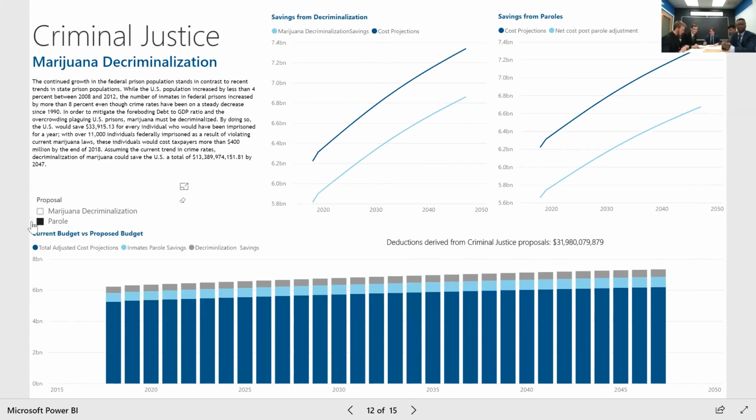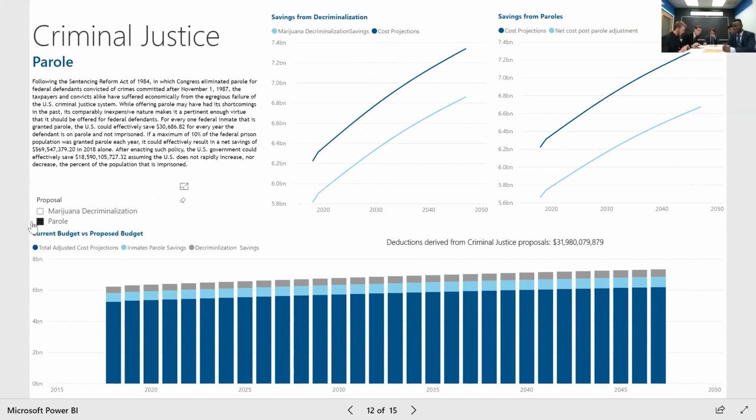And as it pertains to criminal justice, our proposal mandates that convicts found guilty of non-egregious crimes would have parole options reinstated, because for every one federal inmate that is granted parole, the U.S. could effectively save more than $30,000 per prisoner for every year the prisoner is on parole and not in prison. In order to help maintain the safety of America's public, we assert that only a maximum of 10% of the federal prison population should be granted parole each year.